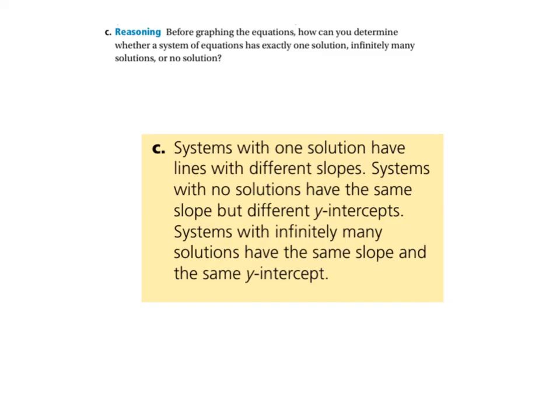Before graphing the equations, how can you determine whether a system of equations has exactly one solution, infinitely many solutions, or no solutions? So I'm going to tell you first off what I would do. Put them in the same format. Slope-intercept, because you can see the slope and the intercepts immediately. You can tell if they're parallel because they have the same slope but different intercepts. You can tell if they're the same line because they have the same slope, same intercept, like literally the same line. You can tell if they're going to have one solution because they don't have matching slopes, and then it doesn't matter whether the intercept matches, so they'll have exactly one solution.